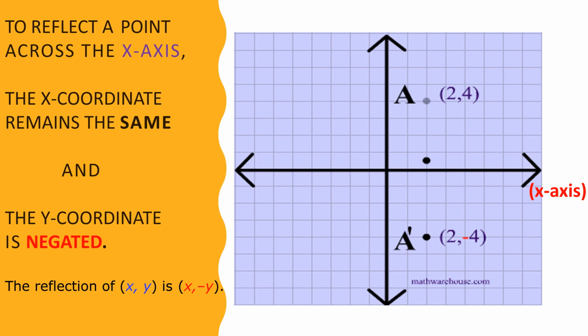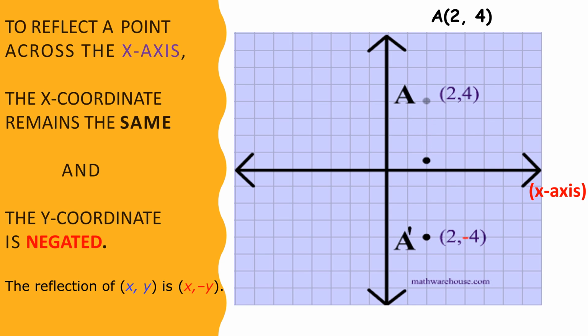Let's talk about the first one, reflection across the x-axis. Now, to reflect a point across the x-axis, the x coordinate remains the same and the y coordinate is negated, meaning that the y coordinate is multiplied by -1. As you would see, the reflection of x, y across the x-axis is x comma -y. This is what I mean. Now look at this.